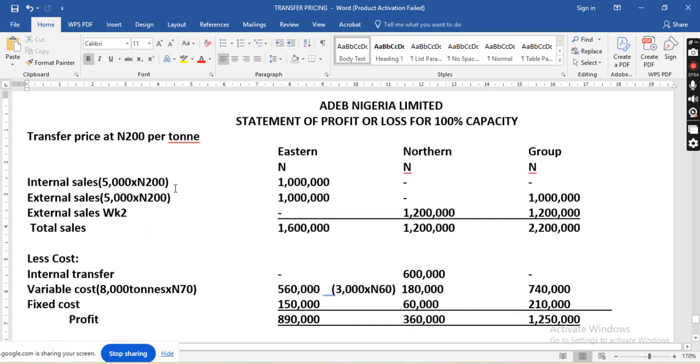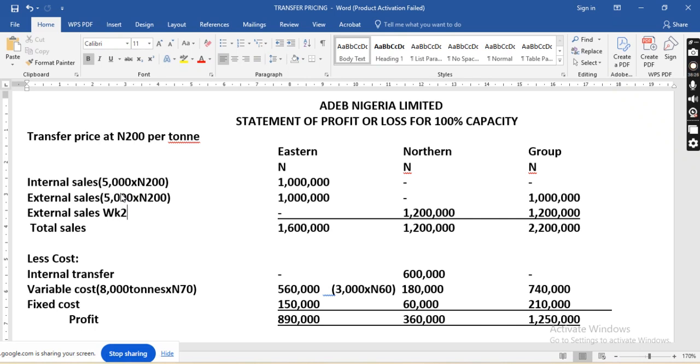So the external sales will still remain the same, at 500. You can see now that the external has fulfilled the 100% capacity, which is 10,000 tons.